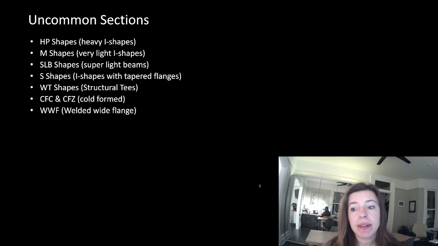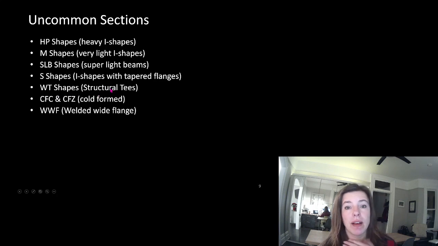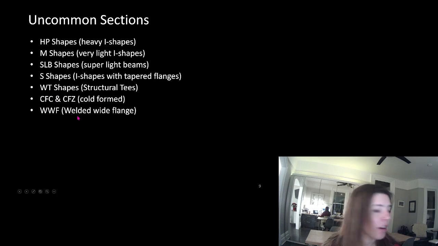So there are some other uncommon shapes that we're not going to use as much. HP shapes are often used. Actually, I don't use them that much. Sometimes you'll use them for piles because they're quite stocky. M shapes are very light, super light beams. WTs are structural Ts where they're really just a piece of I section cut in half. Cold form sections. WWFs are interesting.